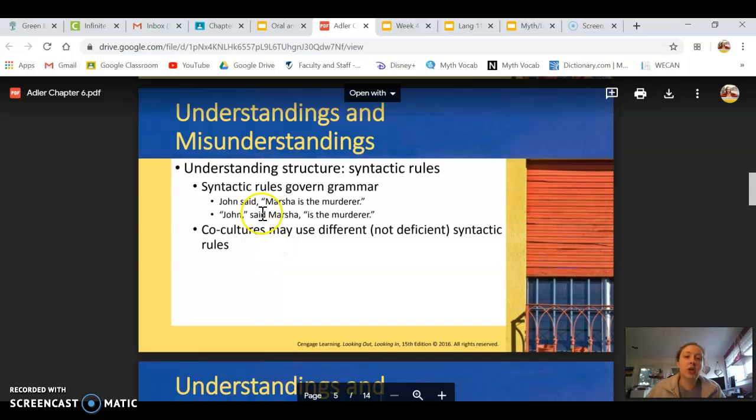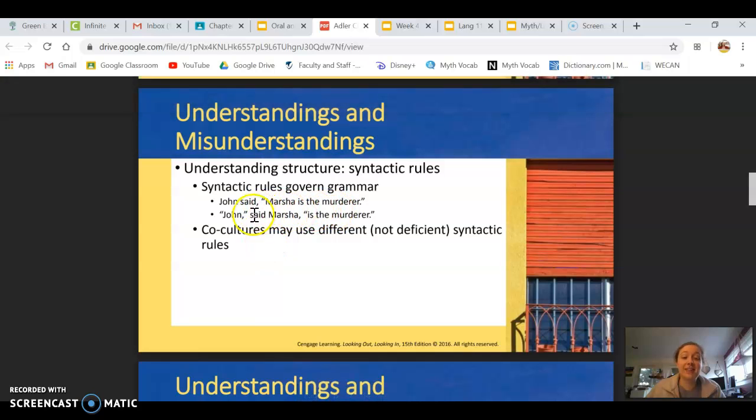So: John said, Marcia is the murderer. And then using those same words: John, said Marcia, is the murderer. So that gives two different meanings by just adding commas and quotation marks in different ways. These are the exact same words, but because of adding commas and quotation marks in different places, it takes on two different meanings. First is saying John is saying that Marcia is the murderer, and the next one is saying Marcia is saying John is the murderer.